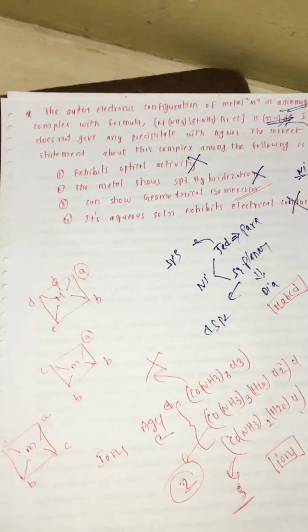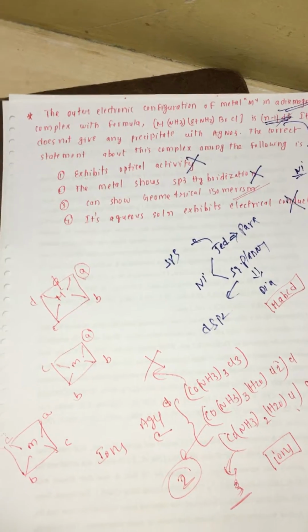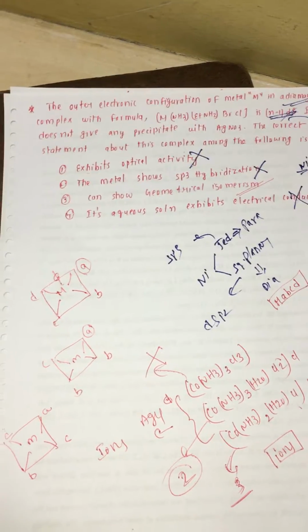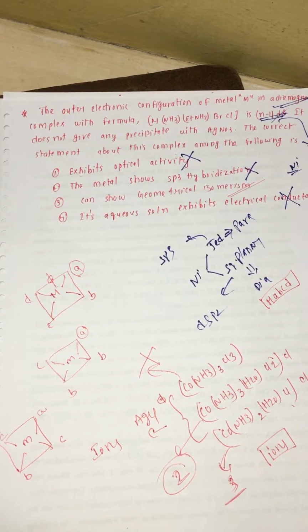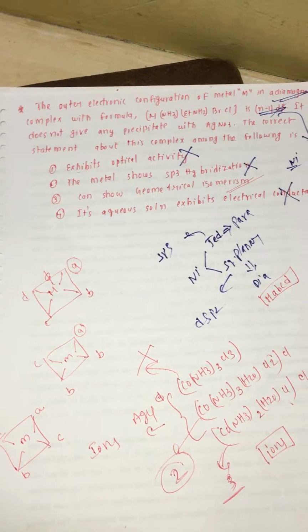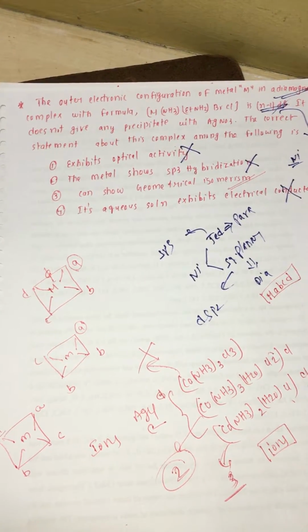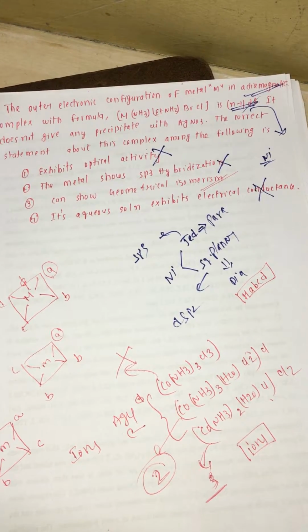So it's a very simple question. From the question itself, we can knock out 3 statements, because it exhibits optical activity. A square planar complex will never exhibit optical activity, and the metal shows sp3 hybridization. Square planar will not show sp3 hybridization in the case of nickel, and the solution exhibits electric conductance. To form electric conductance, it has to form ions. So from the question it is clear that it's not forming any ion. That means it does not conduct electricity.